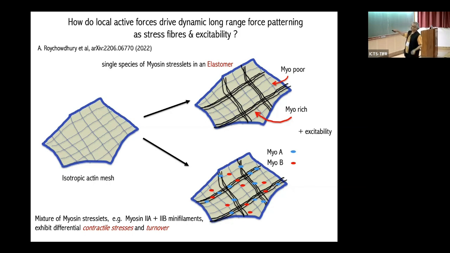Okay, so we've worked on this in a variety of models where you have either one species of myosin, and this segregates into myosin rich and myosin poor regions, or you can have two species of myosin, which I'm calling myosin A and myosin B, where the segregation happens between myosin A and myosin B. But I'll just talk about one theory because the results are the same.